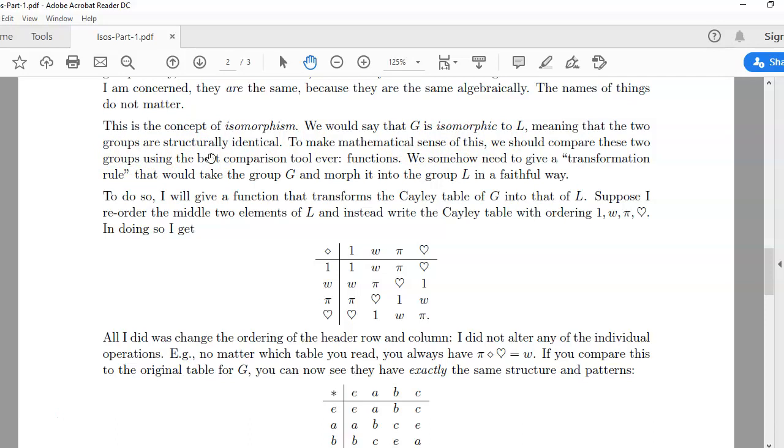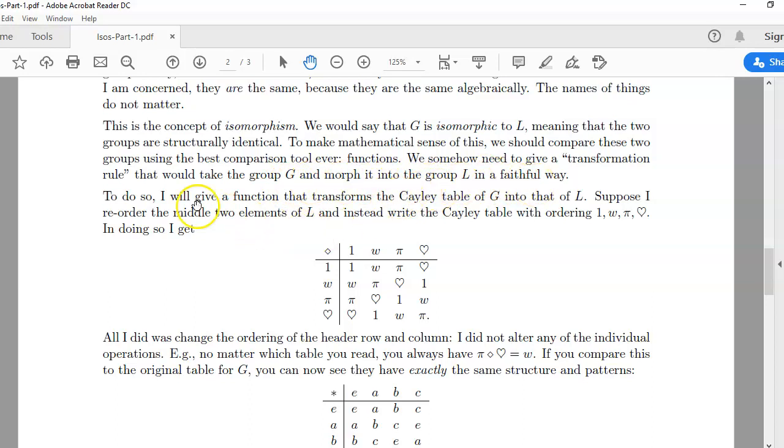But we got to make sense of this. I can't just say that in words and do math. I need to make it rigorous. So to make mathematical sense of this, we're going to learn how to compare these two groups using the best comparison tool that's ever been invented, functions. That is what functions are for, comparing two things. So we somehow need to give a transformation that will take the group G and morph it into the group L in a faithful way.